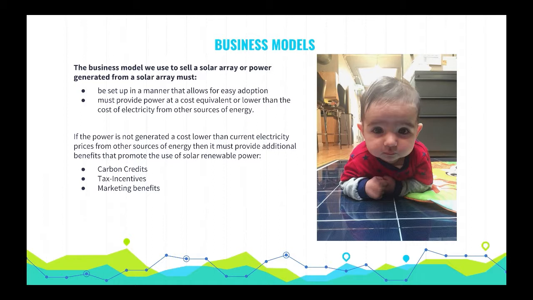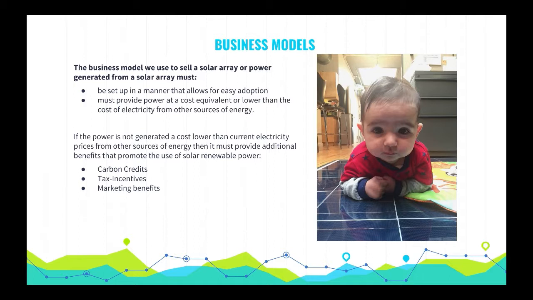So the business model for solar that we set up must be appropriate for easy adoption. Everybody must be able to utilize it. And the power must come at a cost that's equivalent or lower than the cost of electricity from other energy sources. Remember, we reviewed this previously, but essentially, the cost of the solar energy must be lower than all the other fuels in that area for it to be a good choice for consumers or even business owners. You don't want to pay for more expensive power through solar if you can buy it cheaper elsewhere.